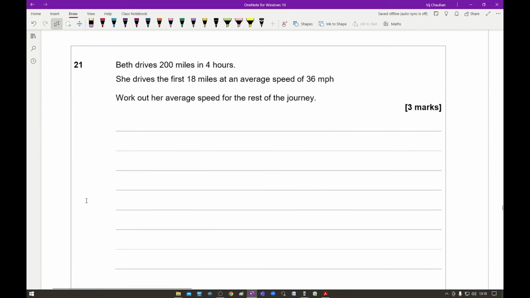Moving on to question 21, it says Beth drives 200 miles in 4 hours. She drives the first 18 miles at an average speed of 36 miles per hour. Work out the average speed of the rest of her journey. Now for this, what we first need to do is work out how long she's actually been driving for in the first part. So using the first bit of information, we need to work out the time.